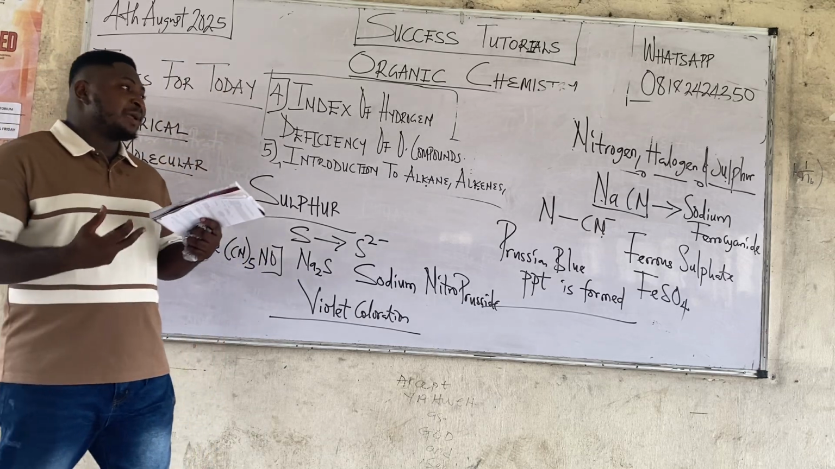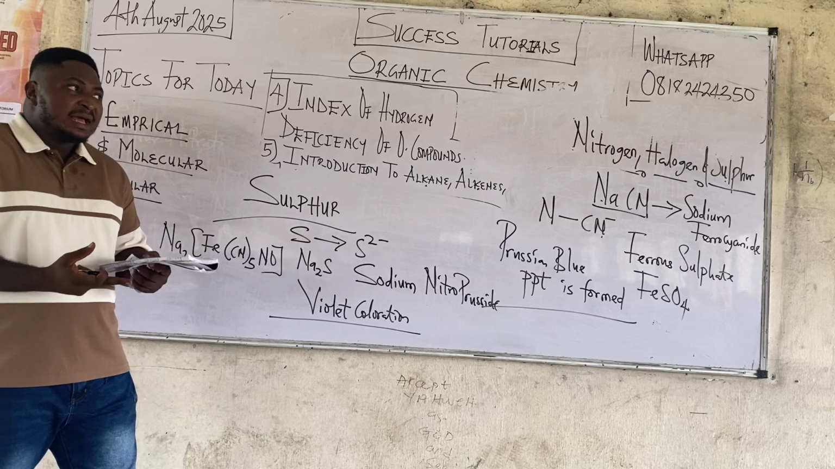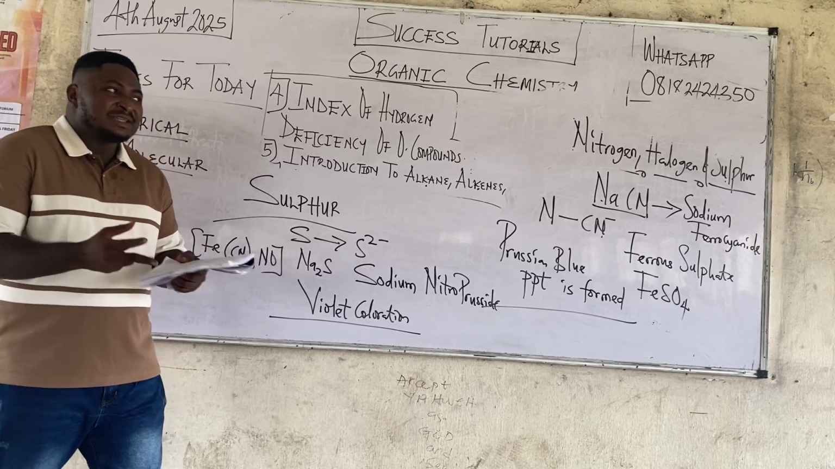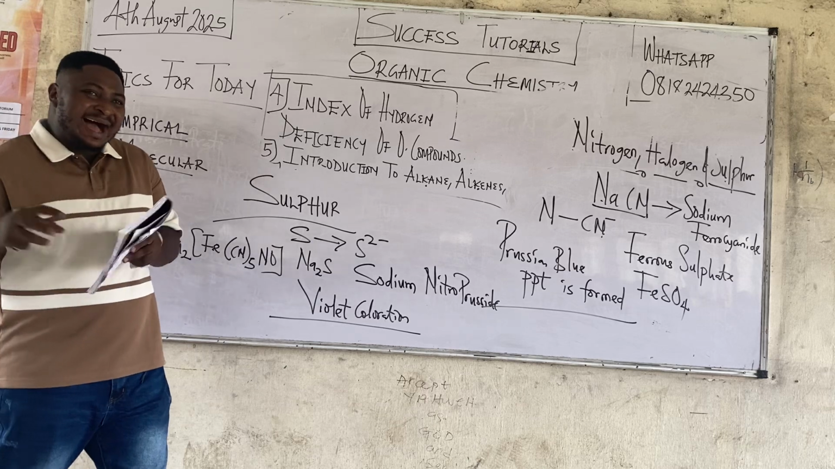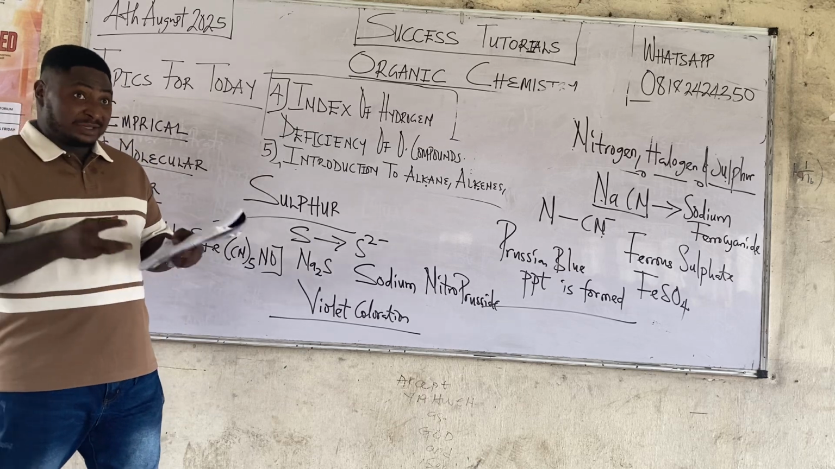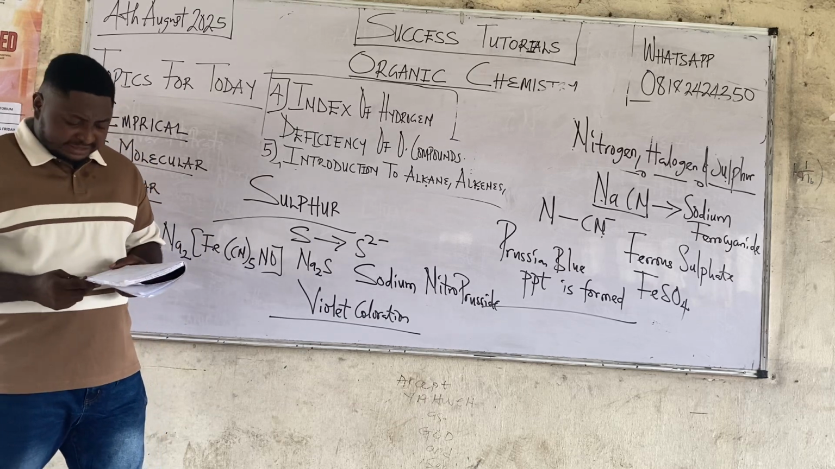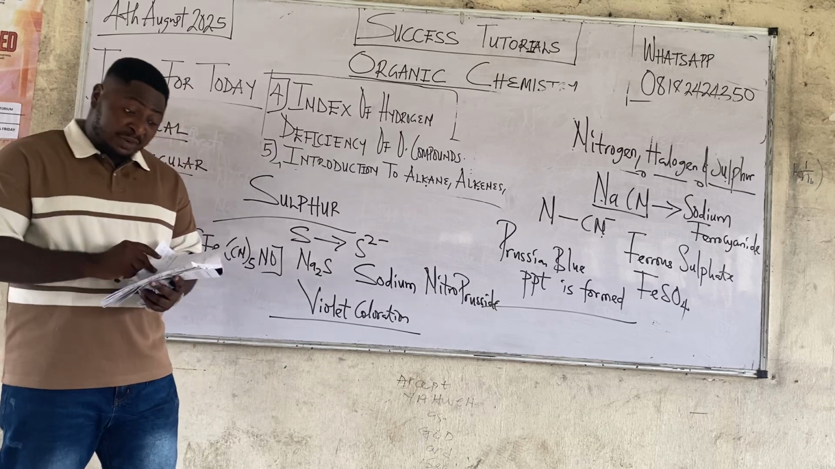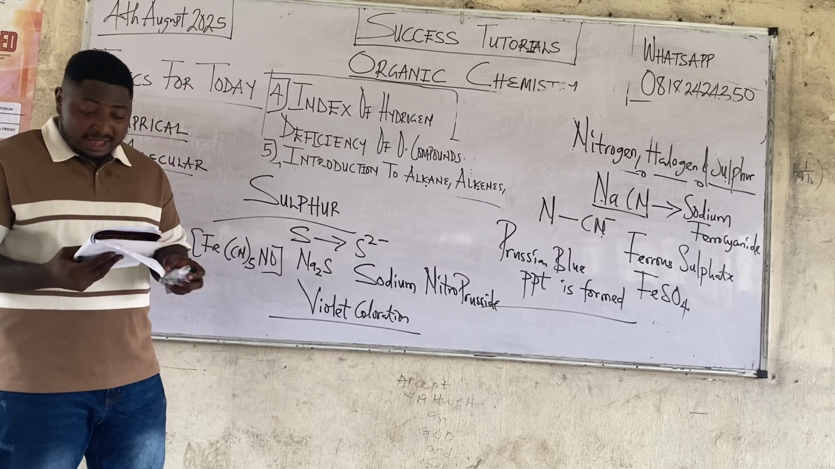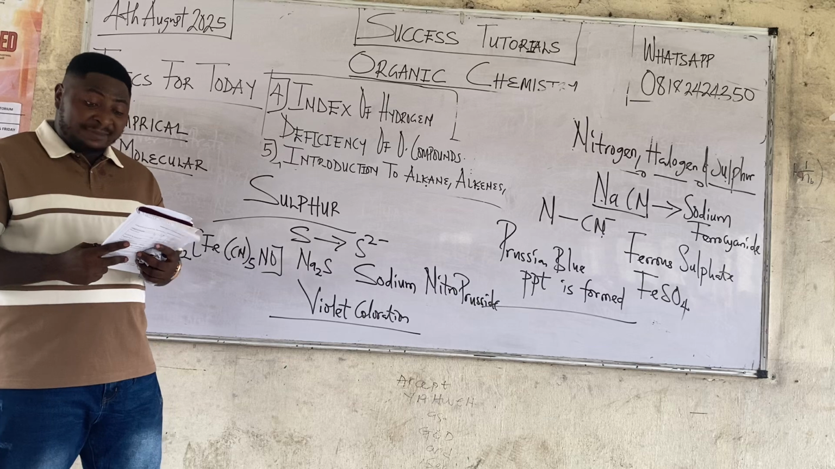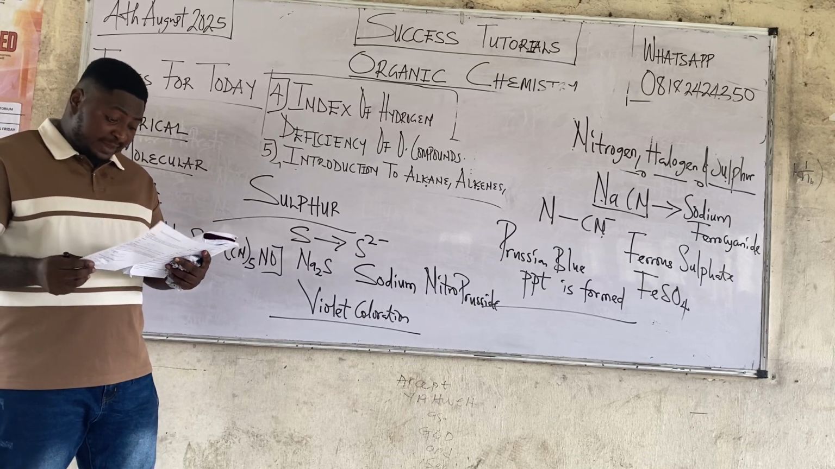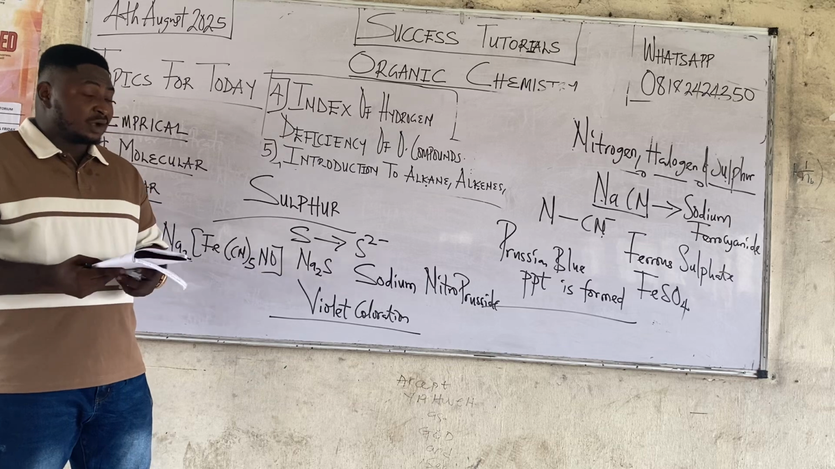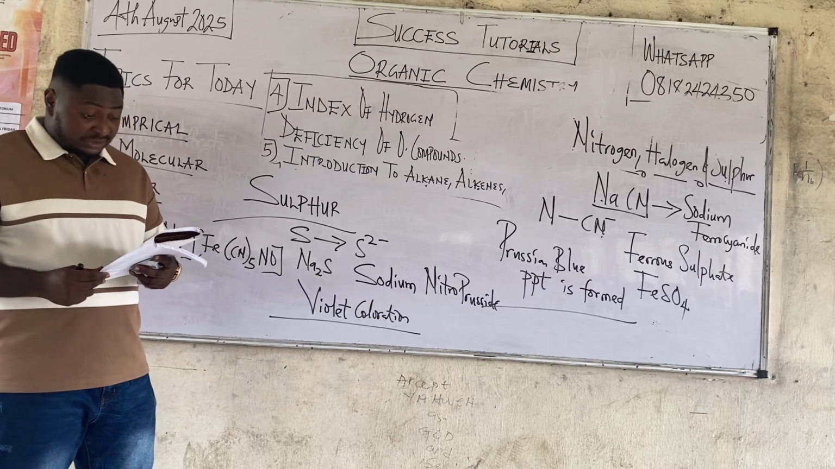Because class, you know the empirical formula is the simplest formula that considers each element in the organic compound and how many atoms of each element are present. So we're giving you a question now that will enable us to determine how many atoms of each element are present in the organic compound. Let us take this question down quickly.